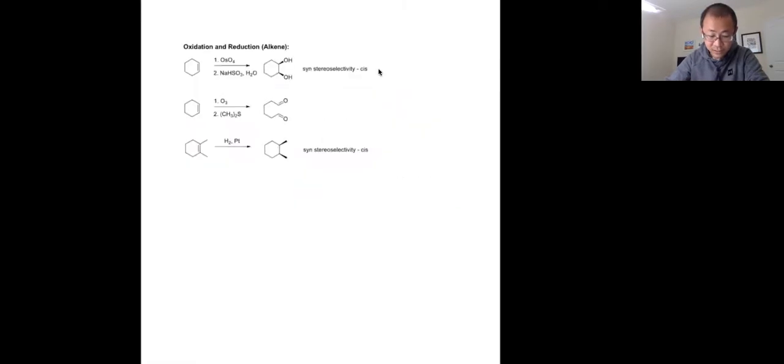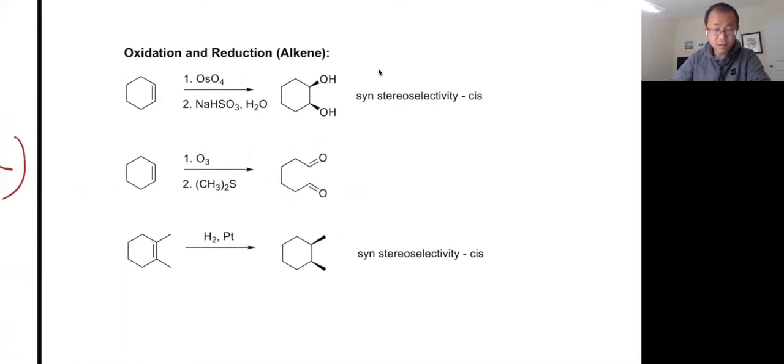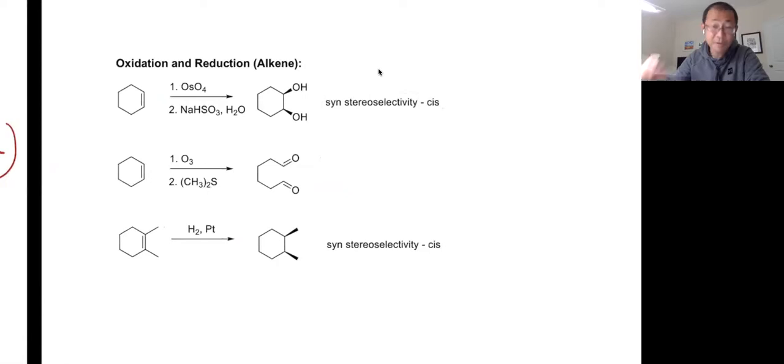Okay, next, still chapter 6, we have oxidation and reduction reactions. We have 2 oxidations and 1 reduction. The first oxidation is treating an alkene with osmium oxide. We can get a vicinal diol, a 1,2-diol. Basically, we convert the double bond to 2 alcohols, 2 OH. And the reaction is syn stereoselective, which means you get a cis diol.